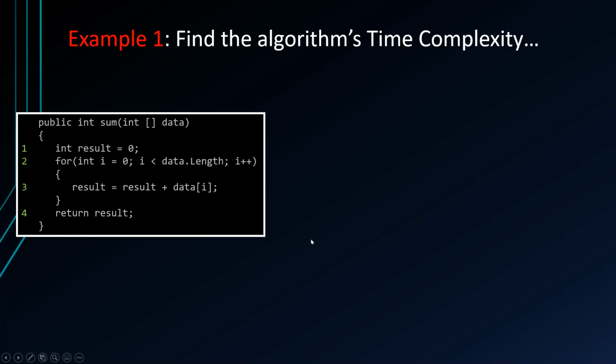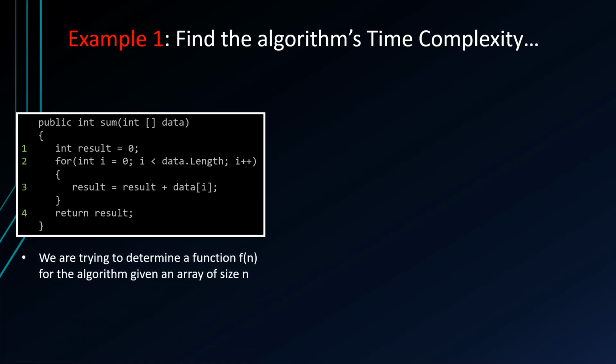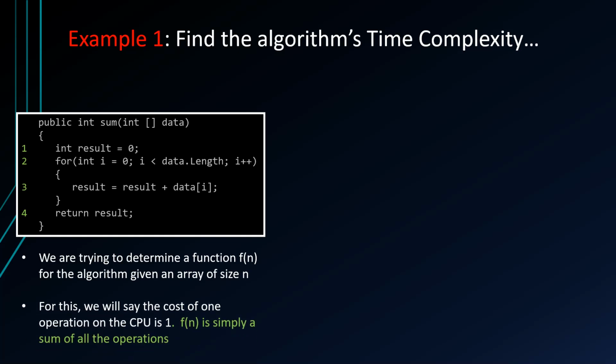So our first step is to try and break this down line by line. We're trying to determine a function f of n for the algorithm given an array size of n. We don't know how big n is, and that's the whole point. We want to look at this like we don't know. How efficient is this algorithm going to be in general? So for this, we're going to say the cost of any one operation on the CPU has a value of 1. And this will keep our function nice and simplified.